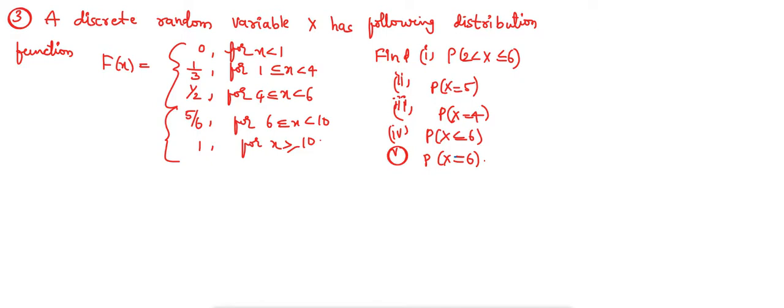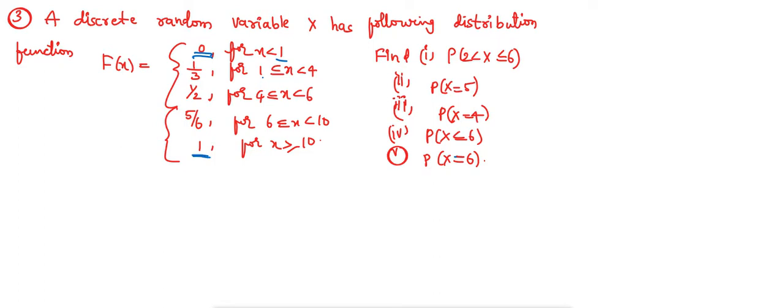The distribution function value is 0 for all x less than 1. The function value is 1 by 3 from 1 up to less than 4. The function value is 1 by 2 from 4 up to less than 6. It is 5 by 6 from 6 up to less than 10. From 10 and above, the probability distribution function is 1.